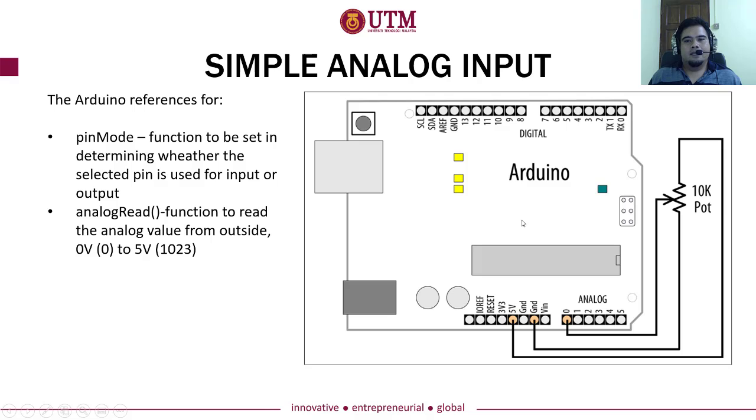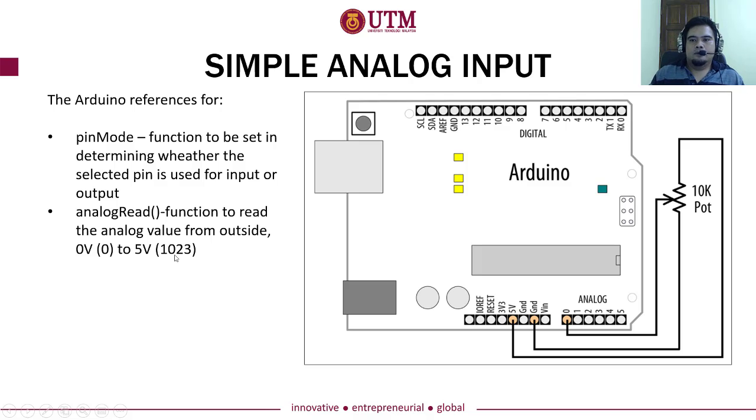Okay, we vary this potentiometer just to show that if we change the analog signal, we still can read the signal. But in programming, the signal which is analog, whereby the range is from 0 to 5 volt, will be changed into 0 to 1023.